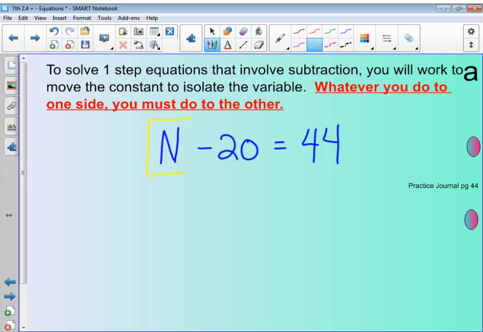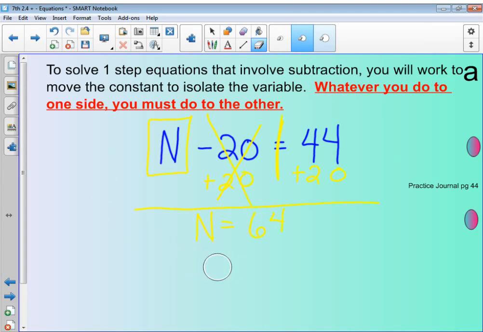So we want this to stay there. We're going to get rid of that minus 20 by doing the opposite, because we need to shift it to the other side of the equal sign, so that on the left-hand side, since that's where N is, we can have it just say N equals. So we've got minus 20, so we're going to say plus 20. Okay, negative 20 and a positive 20 cancel out. Whatever I did on one side, I have to do on the other. So I get N equals 44 plus 20 is 64. Okay, so still working the opposite there.